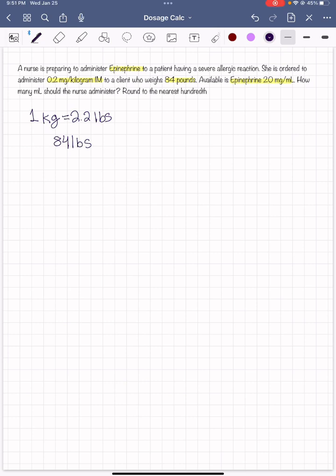Well, what we do is we're just going to divide 84 by 2.2. That way our pounds will go ahead and cancel out, just like that. So after dividing, we are left with 38.18 kilograms. Excellent. So we've got that taken care of.